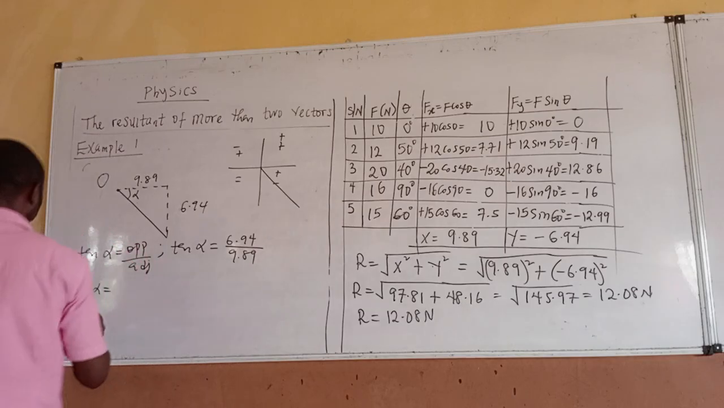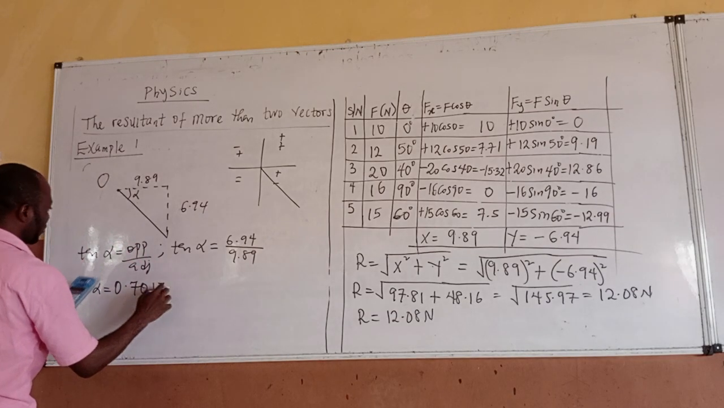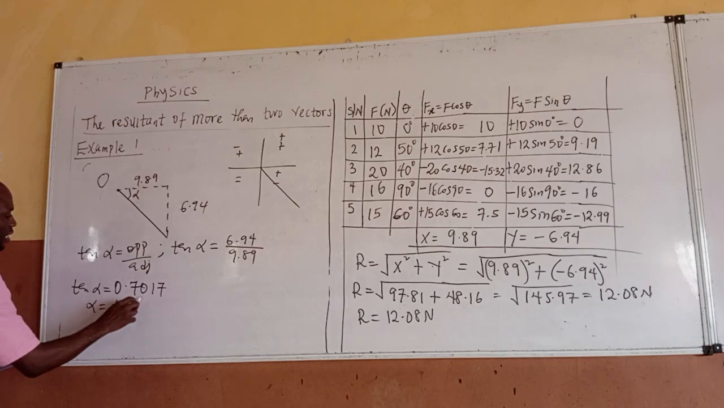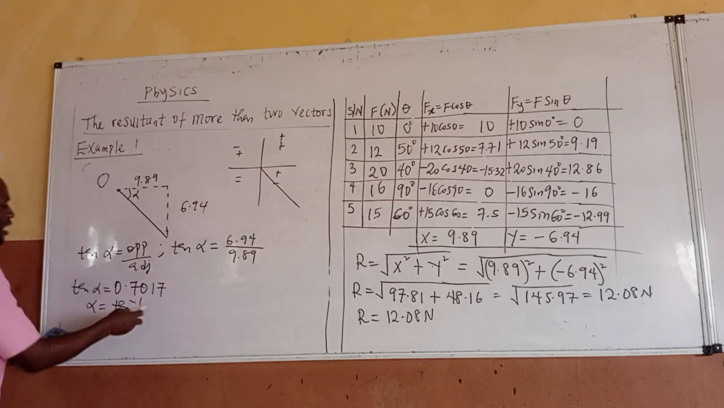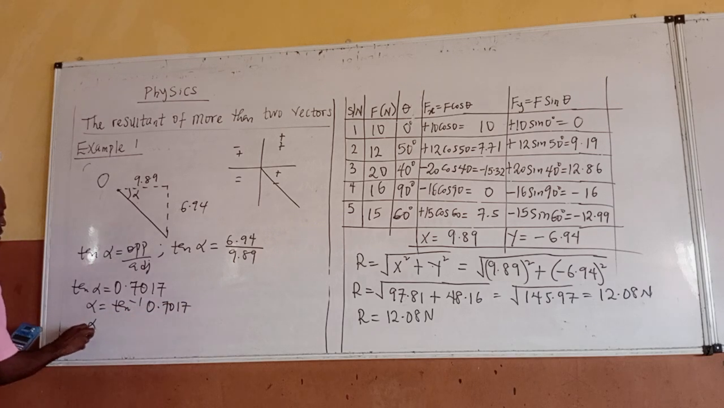0.7017. Then your alpha, that is the angle, is tan inverse. Some will call it tan inverse, some will call it arctan. But to get it on your calculator, you press shift tan, 0.7017. So what is your angle?